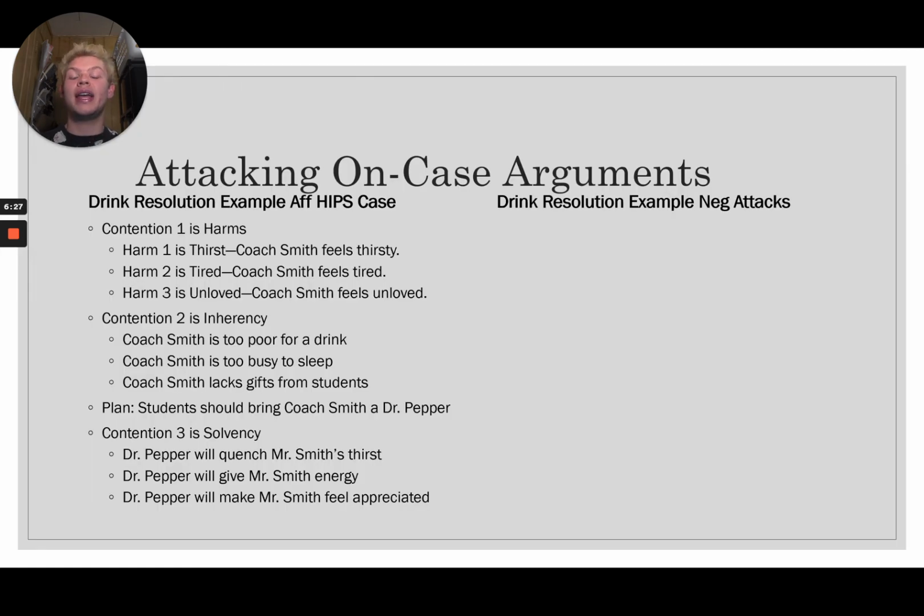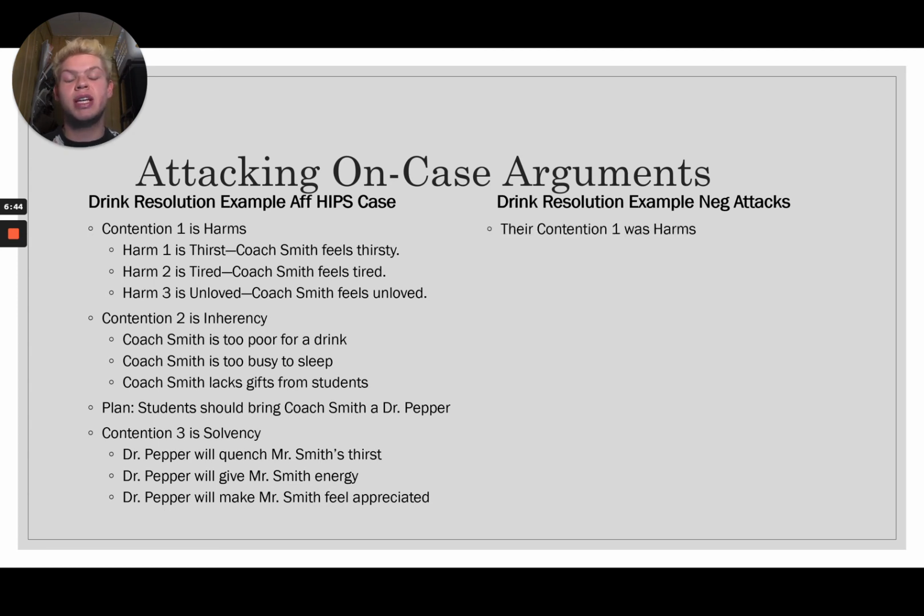So attacking on-case arguments as the negative might seem a little confusing, so we're going to break down an example. If you remember from the last video, we made a hips case about the plan of bringing Coach Smith a Dr. Pepper. So this is that case, and now I'm going to show you different ways that the negative might respond to it.